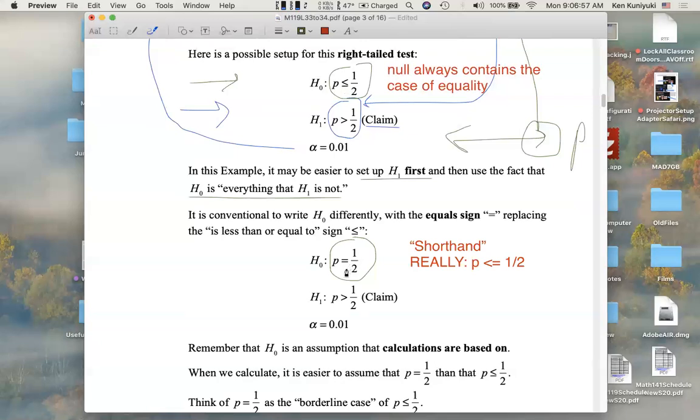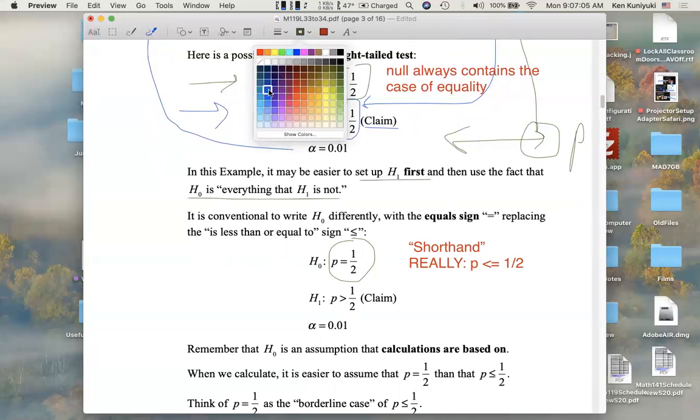For convenience, we often write this, and it is conventional to write this null hypothesis as P equals 1/2. The alternative is the same as before. P is greater than 1/2, which is still the claim.